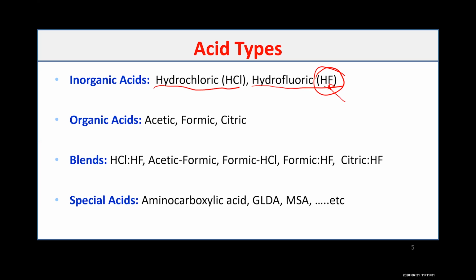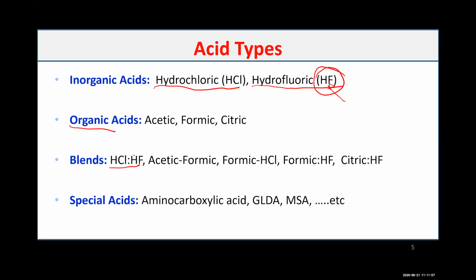Then we have another acid based on the chemistry origin, which is organic acid. This came from organic components like acetic, formic, citric acid. And as engineers, we are really good at blending. We like a lot of blends. We like to blend different acids to get better results and a more optimized system. So you can have a blend of HCl, HF, or a complete blend between organic acids.